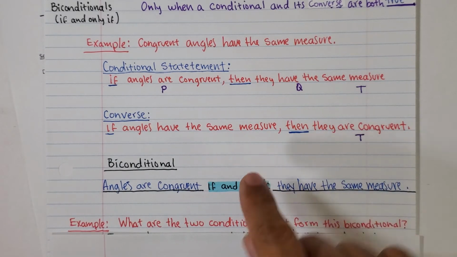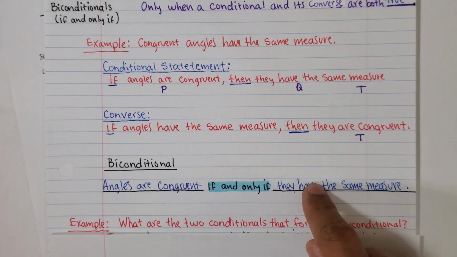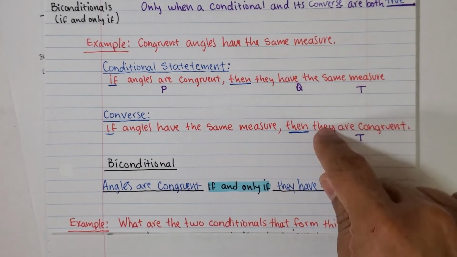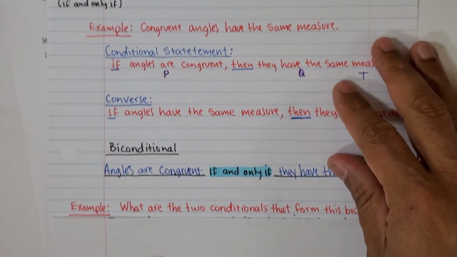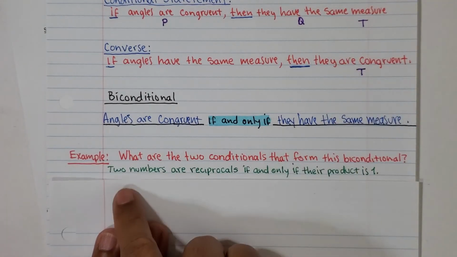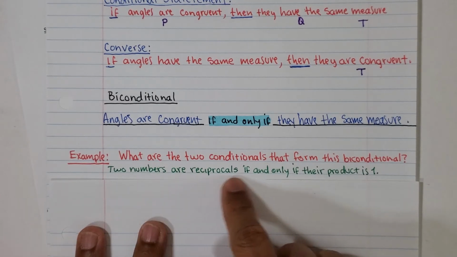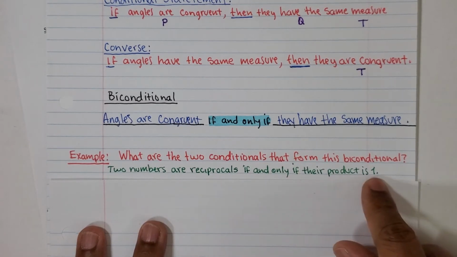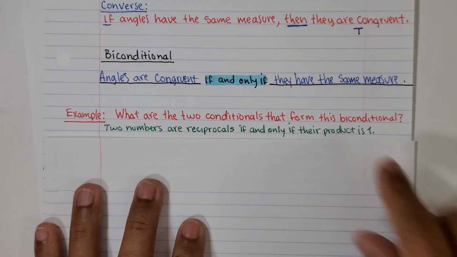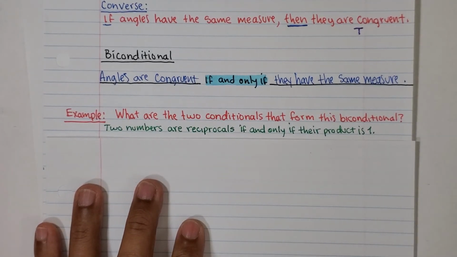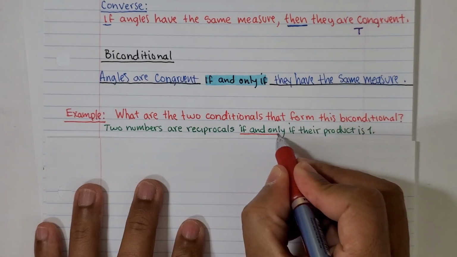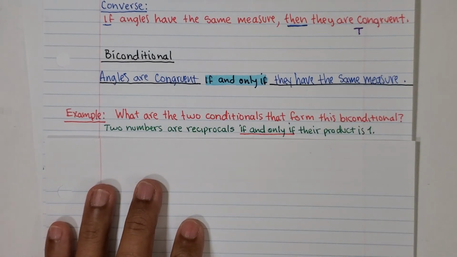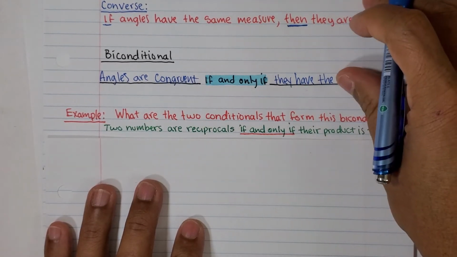So now we are going from here, once we have the biconditional, we are going to break it apart into its two conditional statements. So this is a backwards problem. Watch what the problem says. This one says two numbers are reciprocals if and only if their product is 1. So there is the biconditional. How do we know it's a biconditional? Again, I'm going to underline this part, if and only if. That's how I know it's a biconditional. So it's not just a conditional statement. So the question is, what are the two conditionals that make up this biconditional?